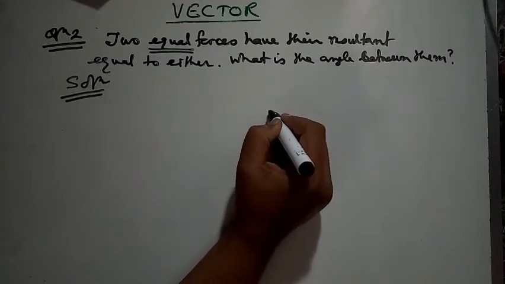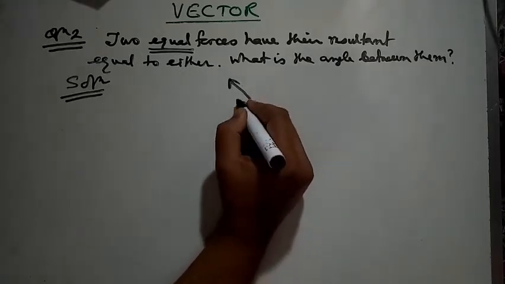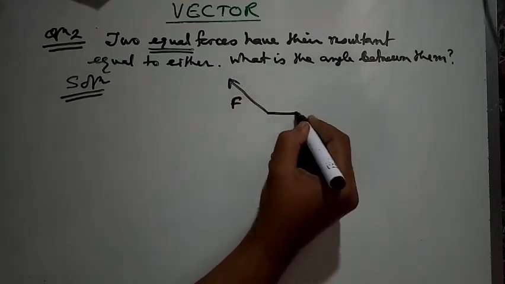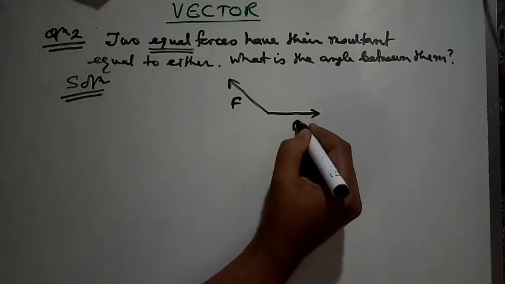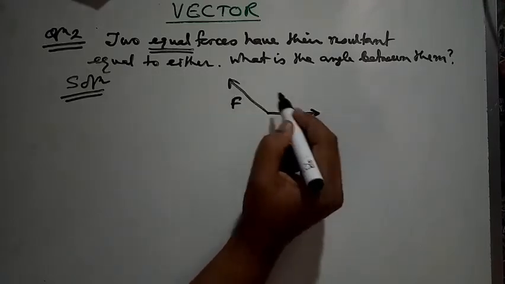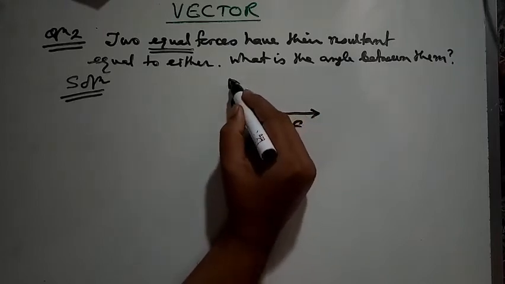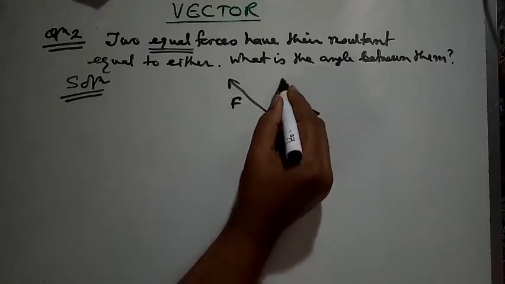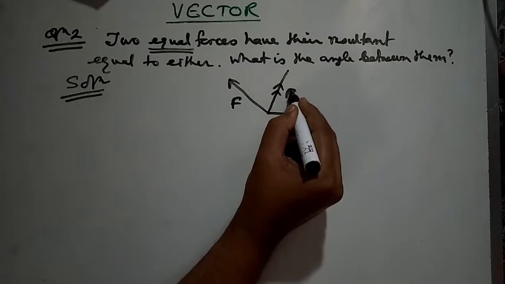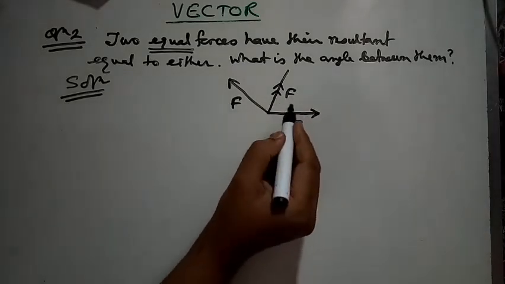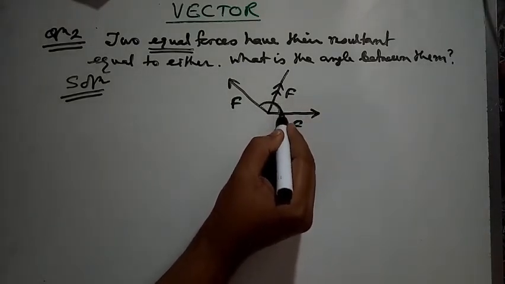You see what they are saying. Say this is one vector, F, and this is also one vector whose magnitude is also F, and it is found that the resultant is also of length F. Then what was the angle between them? This angle we need to find out.